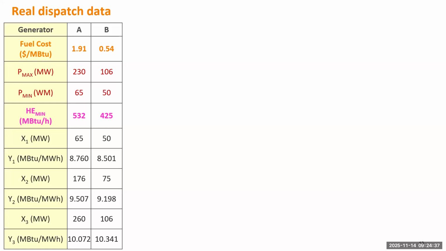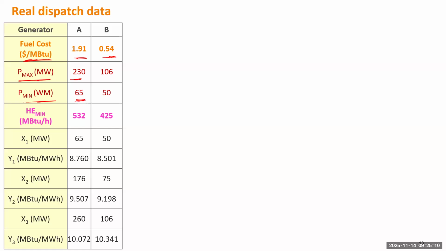The first row is the fuel cost. Fuel cost is the dollar amount per mega BTU. Okay, so you see the first unit is more expensive. The second unit is cheaper. Then the next two rows are the maximal output and minimal output. For instance, the first unit can generate no more than 230 megawatt. If this unit is running, it needs to generate at least 65 megawatt.